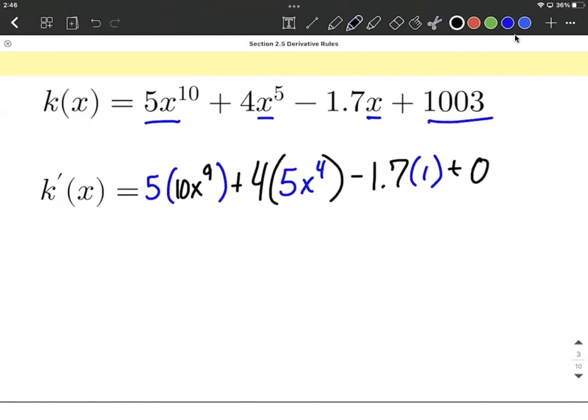Now let's clean this up and give the best answer possible. So we have 5 times 10 makes 50 x to the 9th, plus 4 times 5 makes 20 x to the 4th, minus 1.7 times 1 is just 1.7, plus 0. And that's the best derivative we can get to in this case.